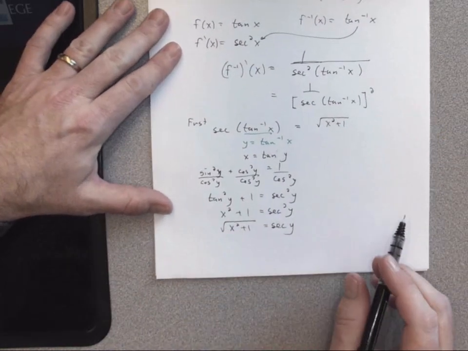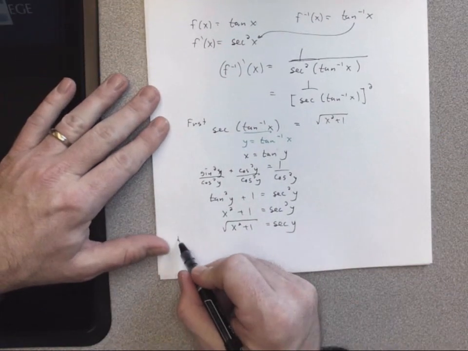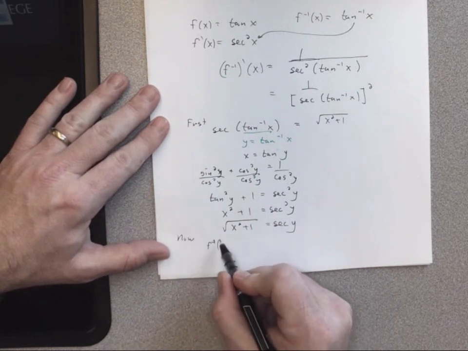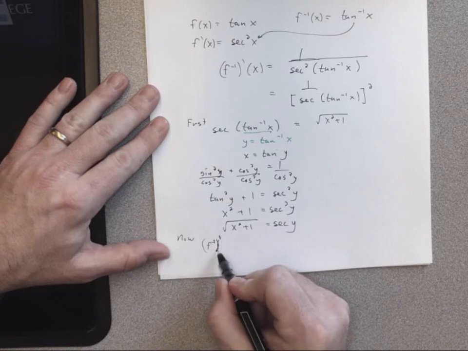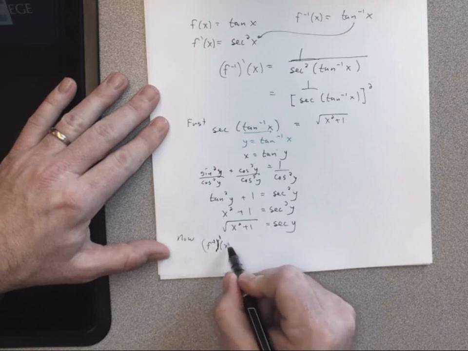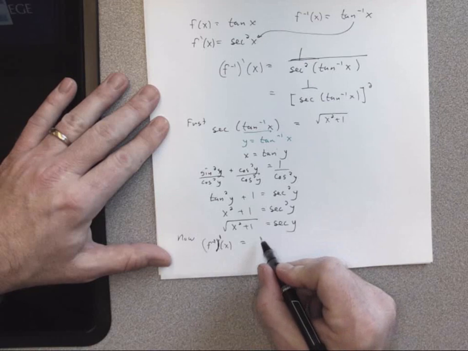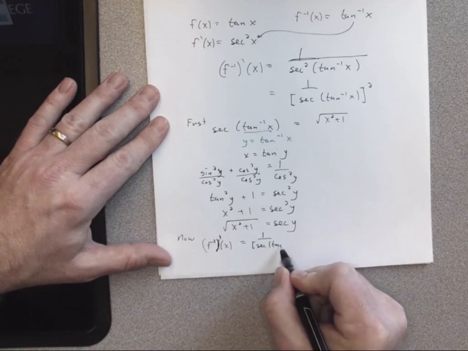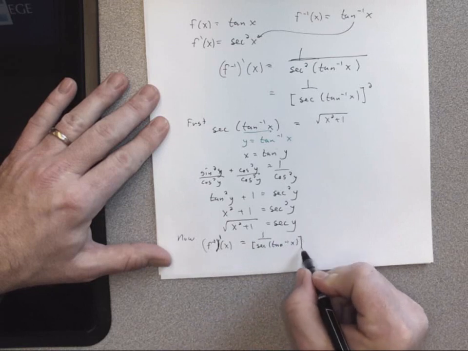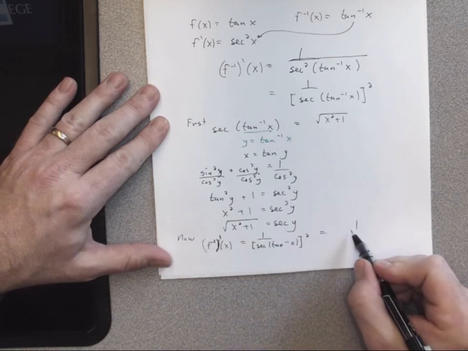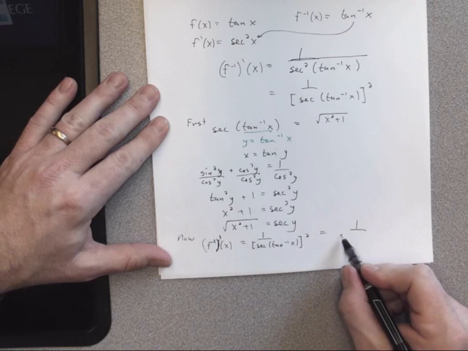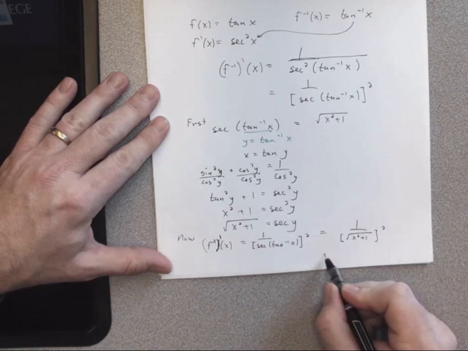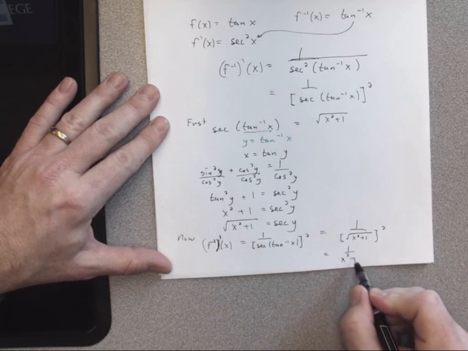So now, squish it in the bottom. So now I know that f inverse prime of x is equal to 1 all over the secant of the tangent inverse of x squared. So this is 1 over this expression squared, square root of x squared plus 1 squared. So this is 1 over x squared plus 1.